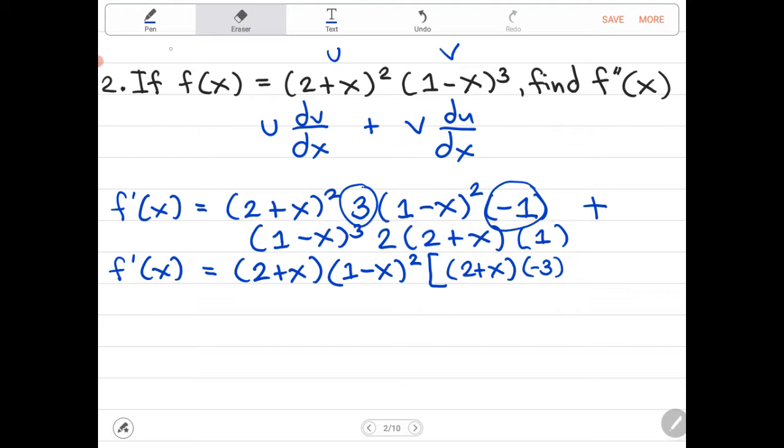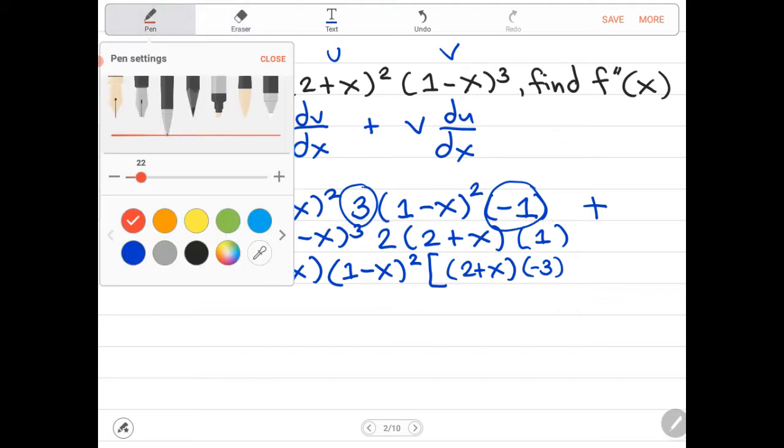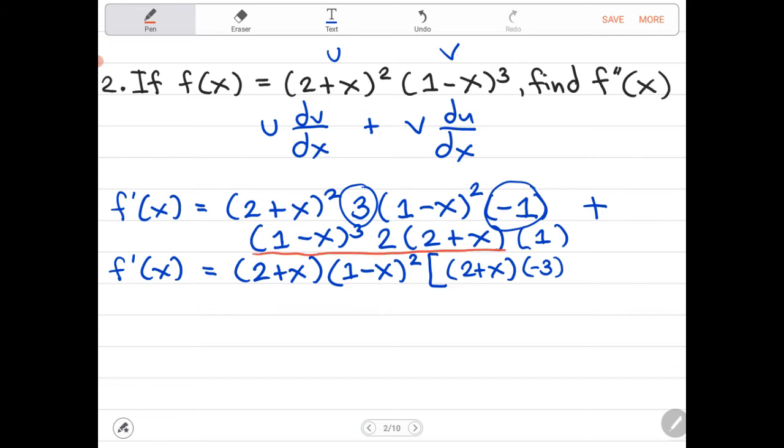Okay? Then how about for the second term? This one, separated by the plus. So we have plus. Okay? So 2 plus x already here. Then 2 times 1, the constant. 2 times 1, that is 2. Then 1 minus x cubed. So we already factored out 1 minus x squared. So the remaining will be 1 minus x. Okay? Ayan. Then let us simplify the equation inside the bracket.